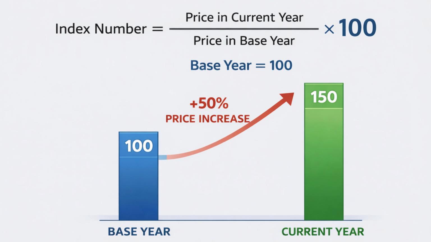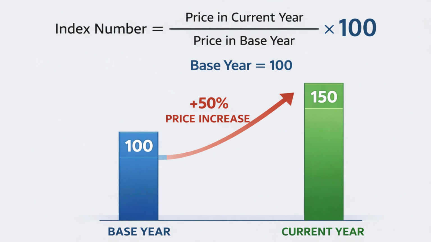For example, suppose the price of a basket of goods was 100 rupees in the year 2020. Now in 2025, the same basket costs 150 rupees. To measure the change, economists calculate the index number. Index number equals current value divided by base value, multiplied by 100. So in this example, index number equals 150 divided by 100, multiplied by 100. So we get index number equal to 150. This means prices increased by 50% compared to the base year.